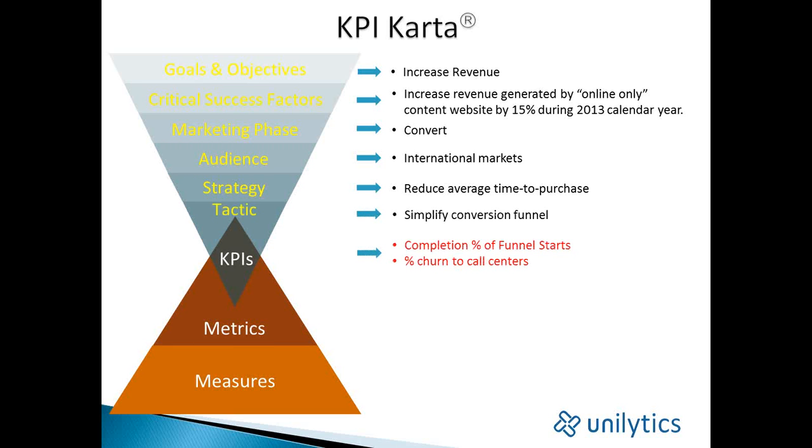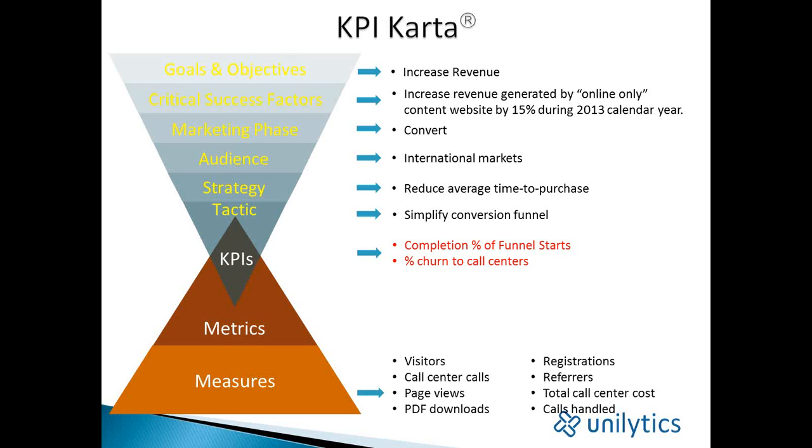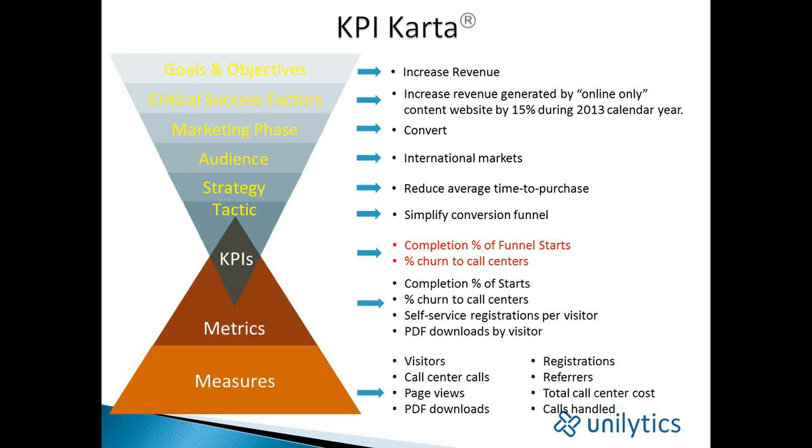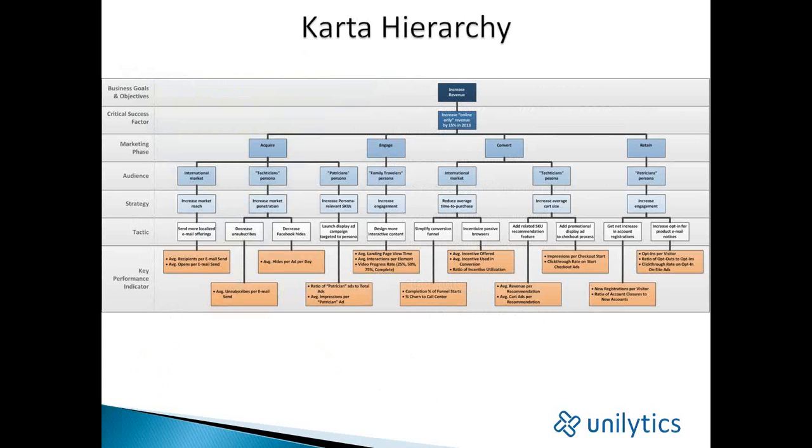Now the KPIs become very obvious, and we get a roadmap of how we arrived at those KPIs. So the KPIs now are the completion percentage of funnel starts, or the percentage churn to call centers. Again, the measures are all the various numbers in reports, and metrics is as we slice and dice them. So the great thing about this is it delivers a hierarchical structure of where those KPIs fit into the organization. And the word Carta means map in Swedish.